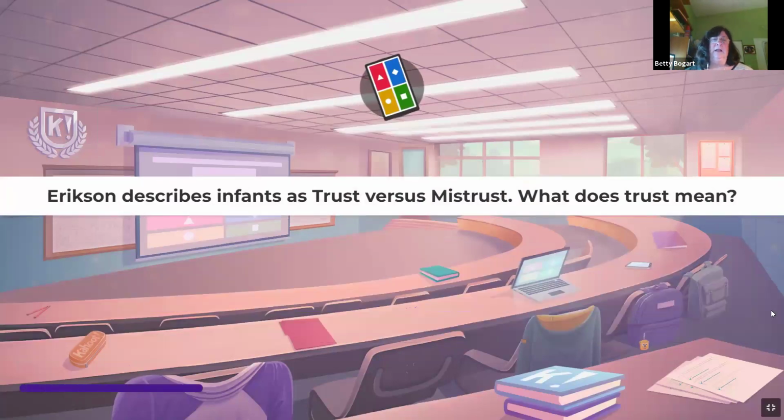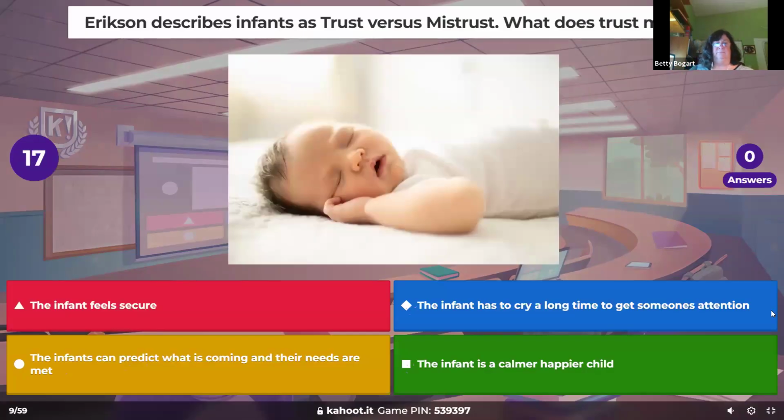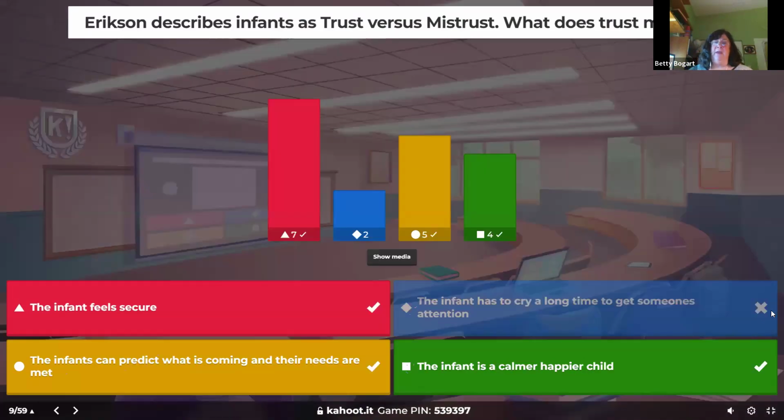Erikson describes infants as trust versus mistrust. What does trust mean? They're happy, they're secure, and they know what's coming. They do not have to cry too long for nothing. That's mistrust.